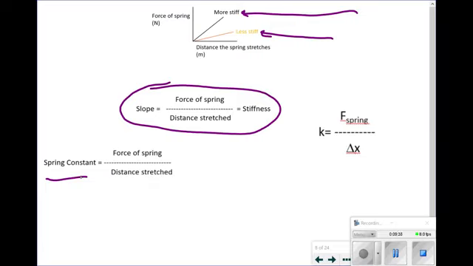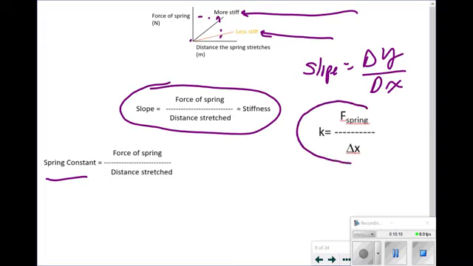We can always calculate the stiffness of a spring, or the spring constant, by calculating the slope of a force of spring graph versus the distance that the spring stretches or compresses. The equation for slope is, of course, the change in the y-axis over the change in the x-axis. And so if I look at this, I have, going from 0, the force of a spring for my y-axis and the distance stretched for the x.